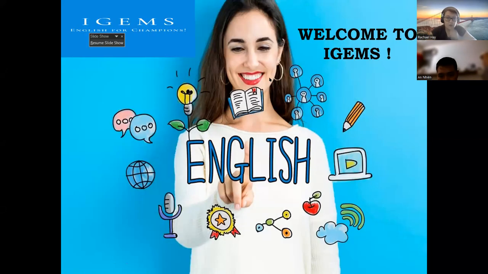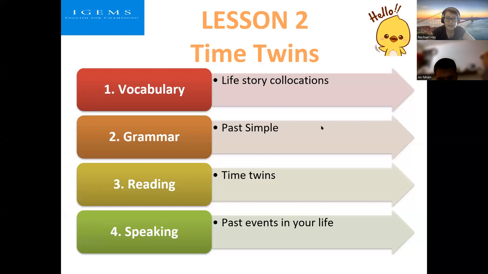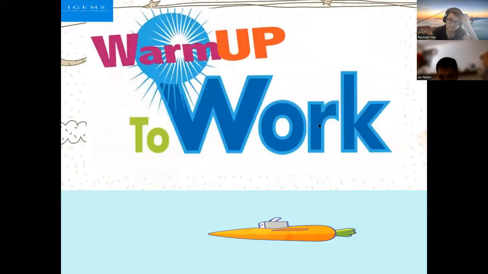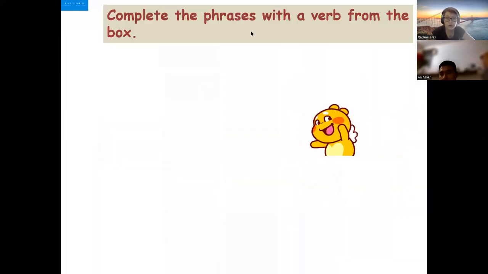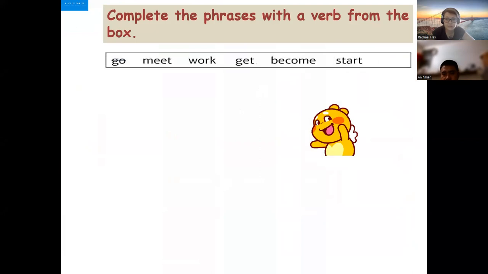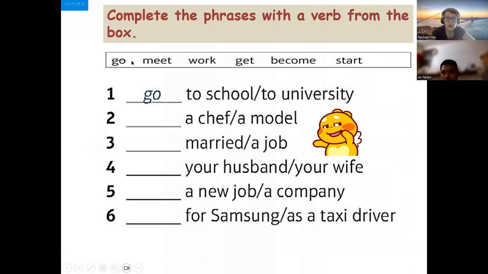Okay. Next one. Vocabulary. So our new word. Complete the phrases with a verb from the box. Okay. So we have go, meet, work, get, become, and start. So, go to school or to university, something a chef or a model.